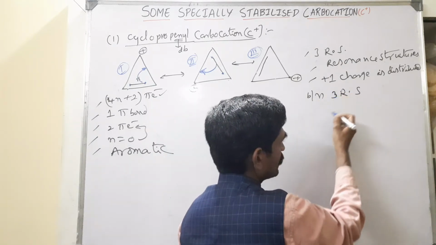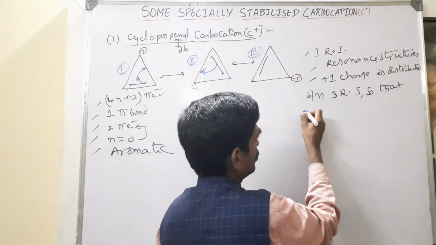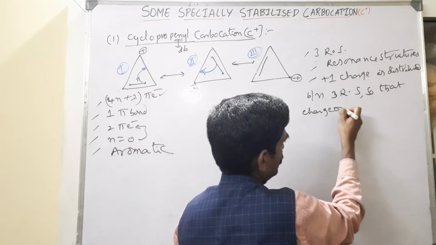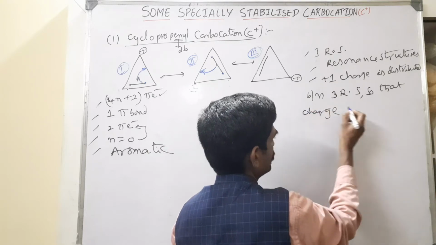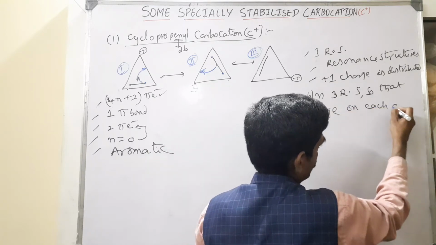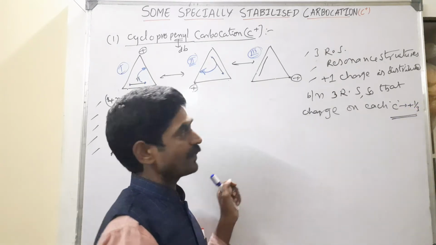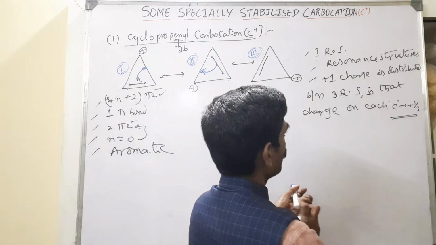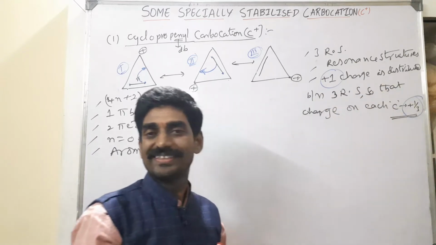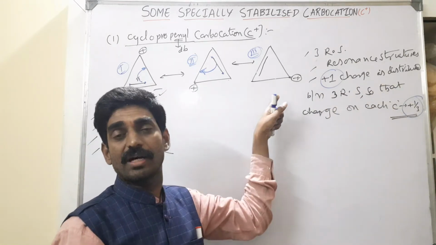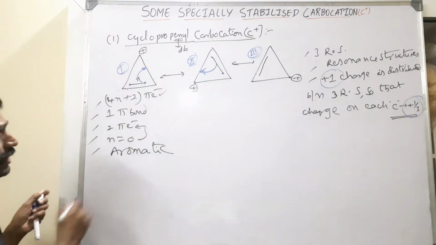So the charge on each carbon, how much do you get? Plus 1 by 3. That means the charge becomes from plus 1 to plus 1 by 3. It is reduced. Then the carbocation is going to be stabilized readily. Got it? Next one.